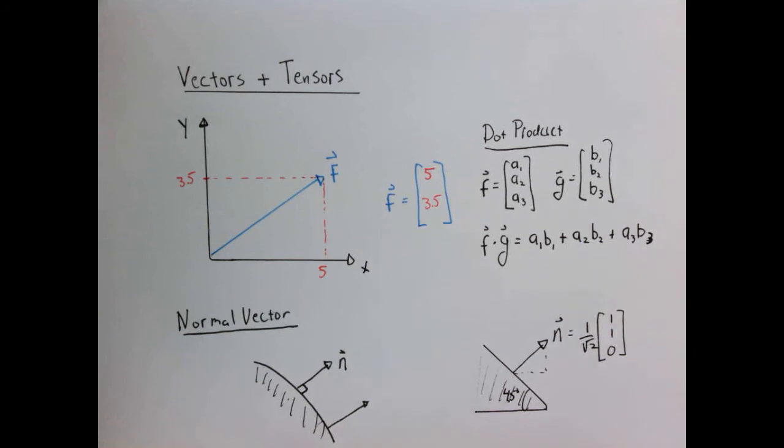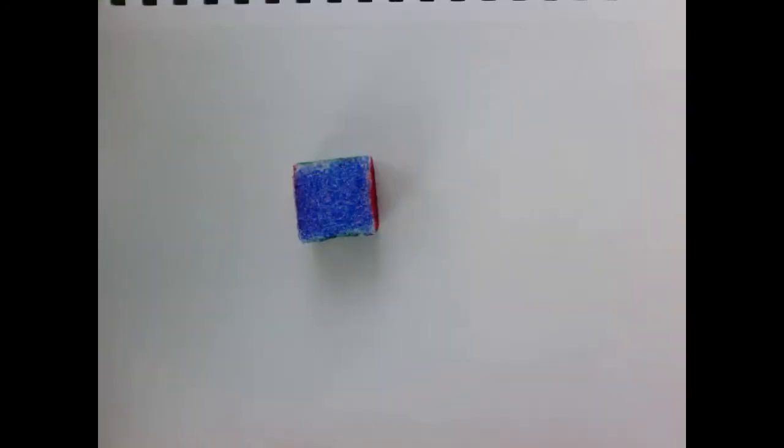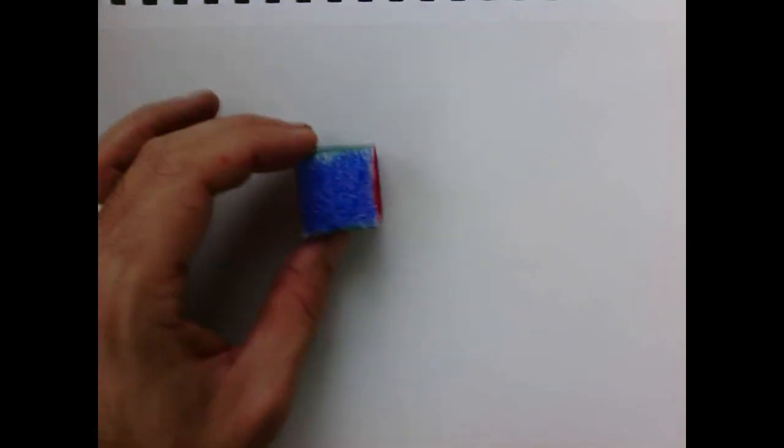Okay, I went through that relatively quick because I'm assuming these ideas are familiar to you, but they'll be helpful now that we introduced the idea of a tensor. So here I have a foam cube of material. I colored the sides just so we can see the difference. And what I want to do is describe the state of stress on this little cube of material.